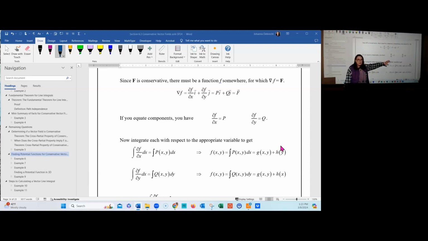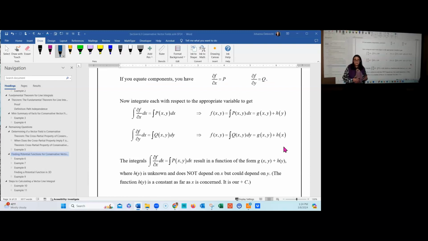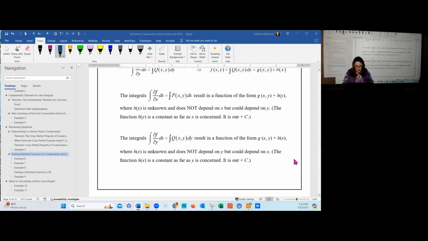If I were to integrate the second partial derivative, the partial of the potential function with respect to y equal to q, I would be integrating the right side q with respect to the differential dy. Since I'm integrating only with respect to y, my constant term that I add at the end of an indefinite integral could in fact be a function of x along with a constant value. Remember, when you're integrating with respect to x, anything that is a function of y is considered a constant. And when you're integrating with respect to y, any function with x only is considered a constant. These become our plus c's.